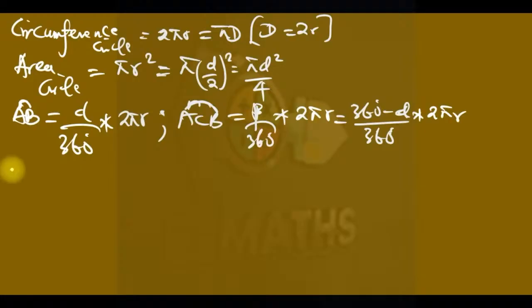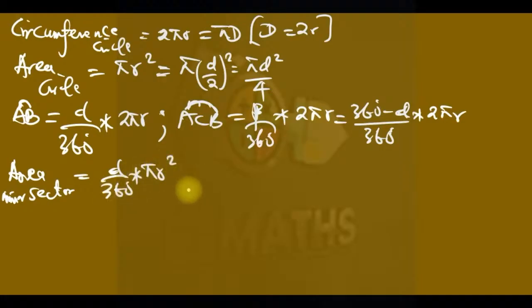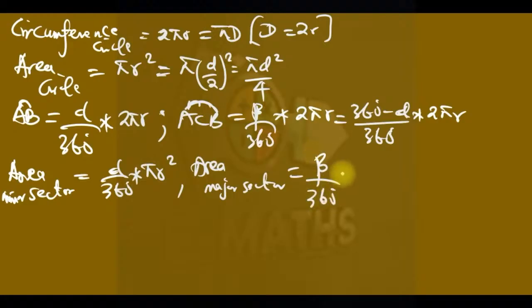While area of a sector? A sector is a portion of a circle. So if it's for minor sector, it is alpha over 360 times pi r squared. But if it's for major sector, the bigger one, we have beta over 360 times pi r squared.